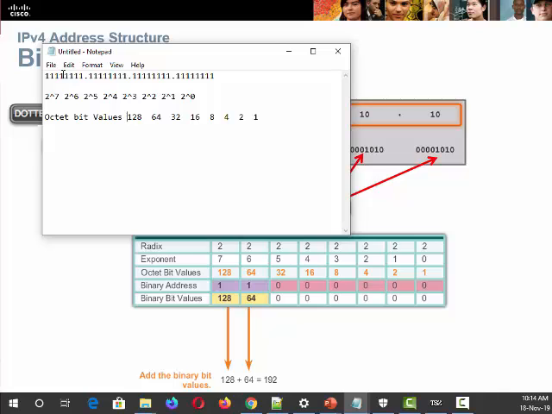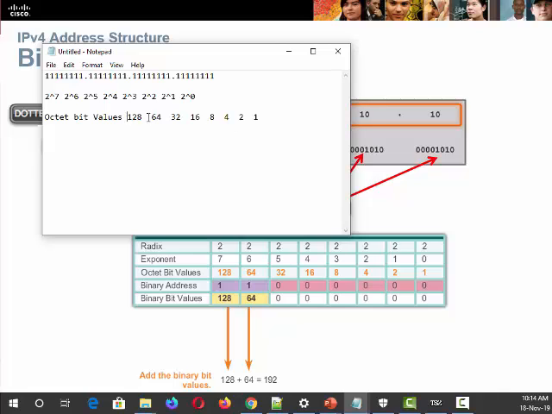For instance, let's take the first octet here. This is the first octet, second octet, third octet, and fourth octet. Inside this first octet we have all these values. Inside the second octet we have all these values, inside the third octet too, and inside the last one we have all the values as well.